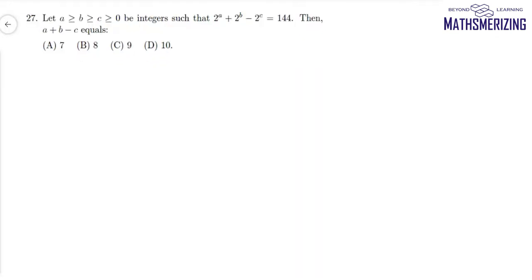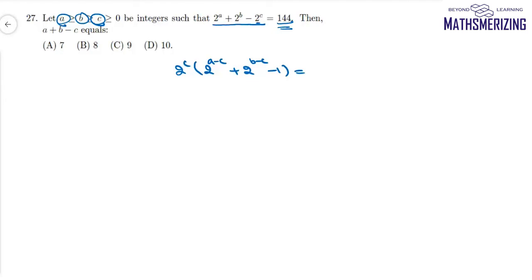Now in this question it says 2 to the power a plus 2 to the power b minus 2 to the power c is equal to 144. Then we need to find the value of a plus b minus c. Now we know that c is less than or equal to b and b is less than or equal to a. So here I'll take 2 to the power c common. So I'll write 2 to the power c into 2 to the power a minus c plus 2 to the power b minus c minus 1, and here it is 144.